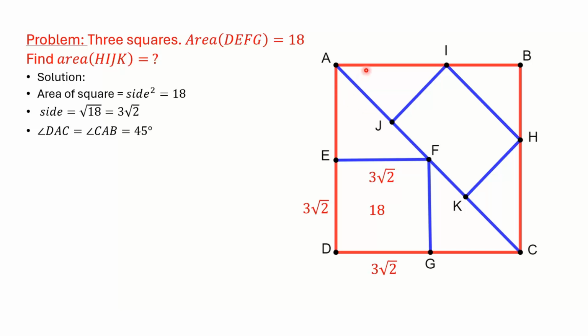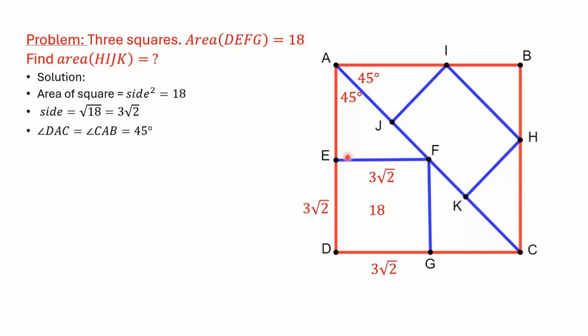Now what will be this angle and this angle? So this is a square and this is the diagonal of this square. And we know the diagonal bisects this angle. And in a square this angle is 90, this angle is 90, this angle is 90 and this angle is also 90. So this means this will be 45 and this will be 45. So now I can say that DAC is equal to 45 and CAB is also equal to 45 degrees.